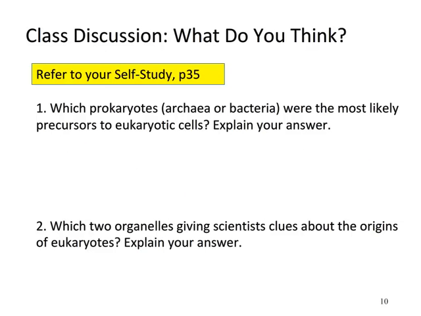Please take a look at your self-study section on page 35 of your note-taking outline and think for a minute about the answer to these two questions, and hopefully when you were filling out your self-study you have some notes for yourself. Which prokaryotes, the archaea or the bacteria, were the most likely precursors to eukaryotic cells, and why? And then, which two organelles gave scientists the clues about the origins of eukaryotes? Explain your answer.